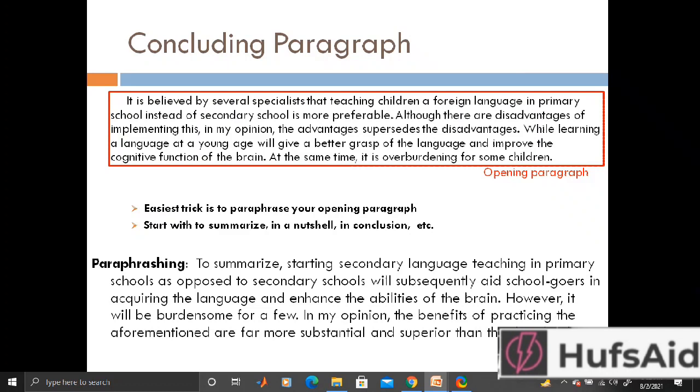Now here I have left out the main idea. I haven't paraphrased the main idea. I have directly paraphrased my opinion and then I have paraphrased my thesis statement. But that's okay. In this case, it is okay that you skip the main idea. While you are writing the concluding paragraph, it is okay if you conclude with your paraphrased thesis statement and your opinion. And the most important part in this concluding paragraph is your opinion.